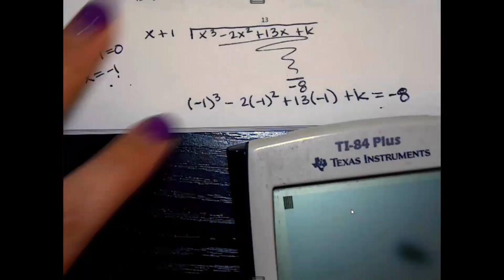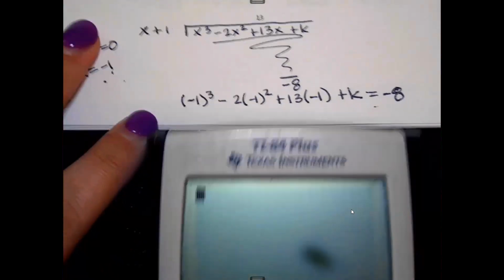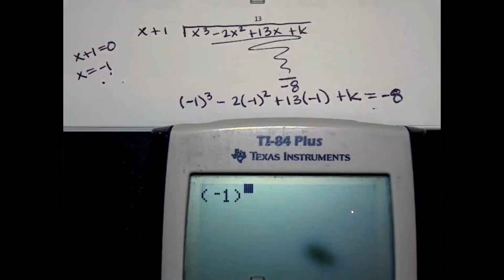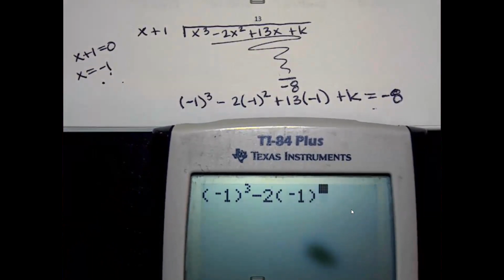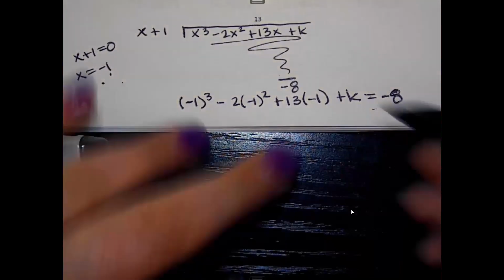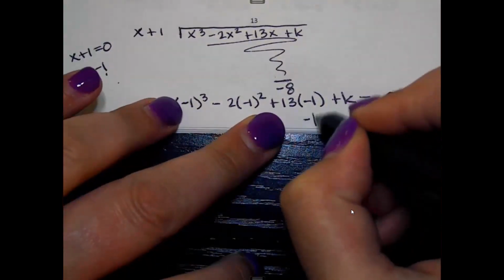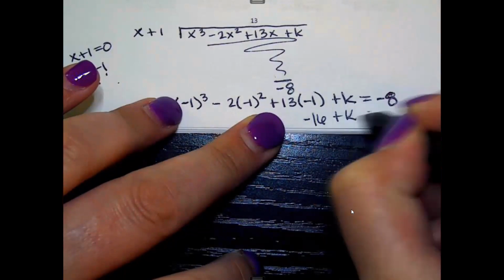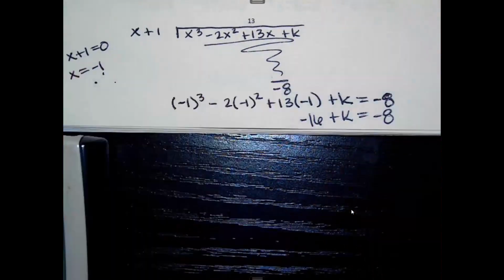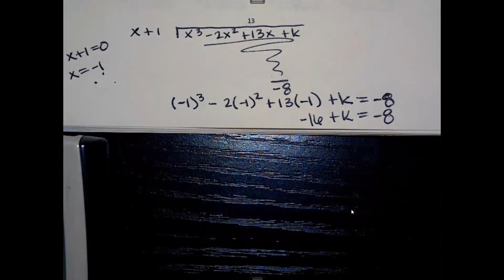You could do this on Desmos, you can do this on your graphing calculator. So I've got -1 to the third minus 2 times -1 squared plus 13 times -1. So I've got -16 plus K equals -8. So what does K equal? Yeah, K equals 8.